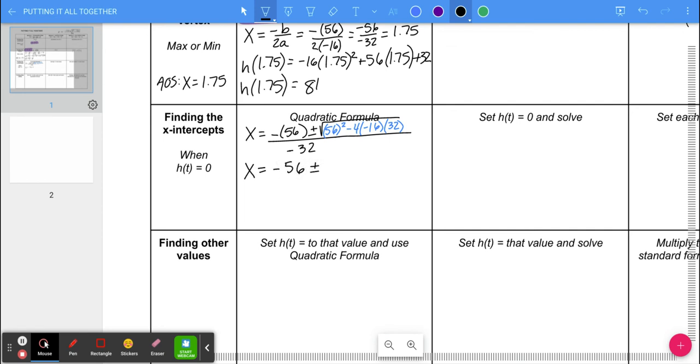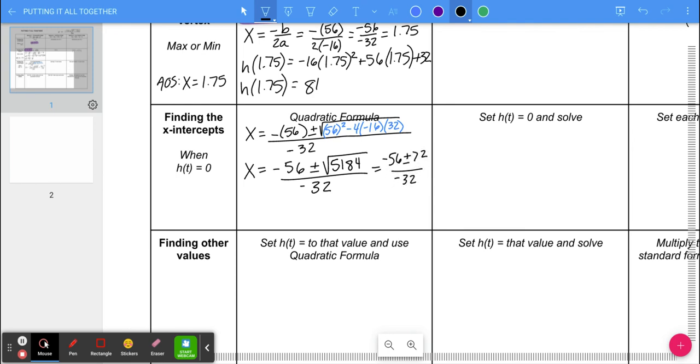And all of that simplifies down to 5,184, I believe I have written, all over negative 32. All right. Now, if this wasn't a perfect square, you would definitely have to break it down. This one happens to be a perfect square, which is 72.